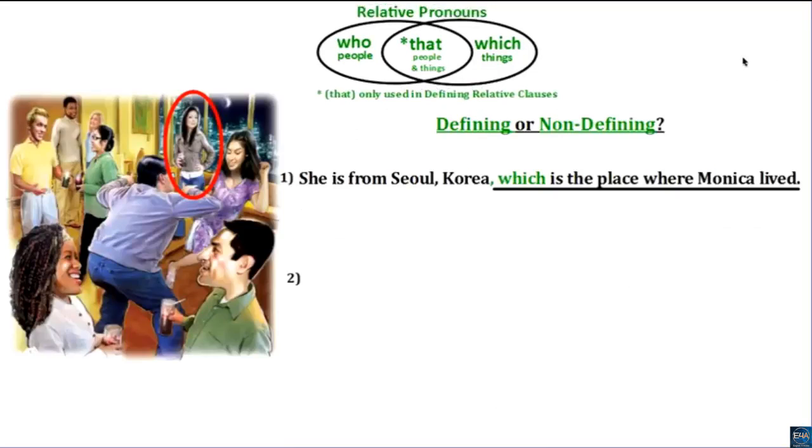Okay, so let's do some extra practice. Okay? So we're going to talk about this girl. If we remember, her name was Kim, and they were talking about her. So I want you to look at this sentence, and I want you to decide if this is a defining or a non-defining relative clause that we see here. So it says, she is from Seoul, Korea, which is the place where Monica lived. Okay, so is this defining or non-defining?